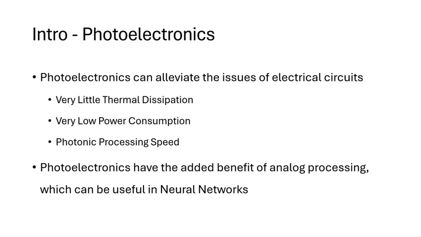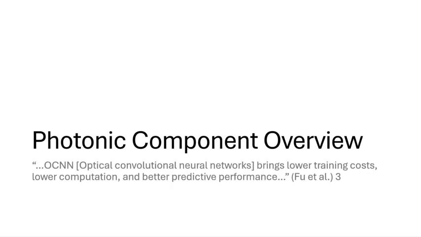If guided through an appropriate medium, they are self-sustaining and travel until external termination, such as being absorbed or being reflected away. And then photonic processing speed. Since photons travel at the speed of light, propagation time is near instantaneous, and as a result, it is unlikely that photons themselves will become a speed bottleneck. Photoelectronics also have the added benefit of analog processing, which can be useful in neural networks.